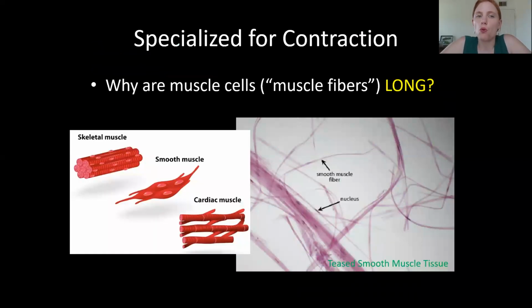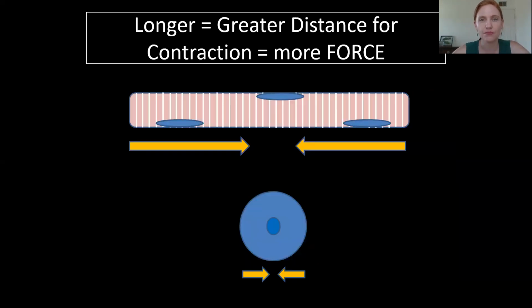Okay, so all of the muscle tissue types that we just looked at, they are all very, very long. Okay, so yes, the smooth muscle is the shortest of them, but even that one is a fairly long cell compared to most cells in the body. So why are all the muscle cells long? Okay, so think about that for a second.